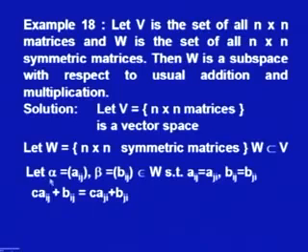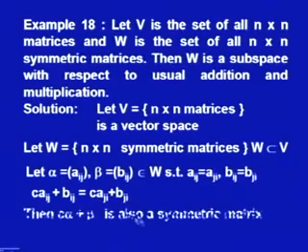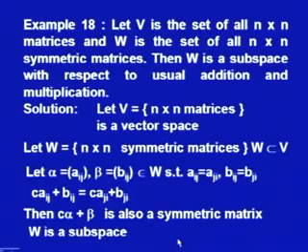Now, consider the linear combination C alpha plus beta. So, we consider a typical element of this matrix, C Aij plus Bij. Now, this is equal to C Aji plus Bji. So, we can say that C alpha plus beta is also a symmetric matrix. So, the operation is closed and W is a subspace.